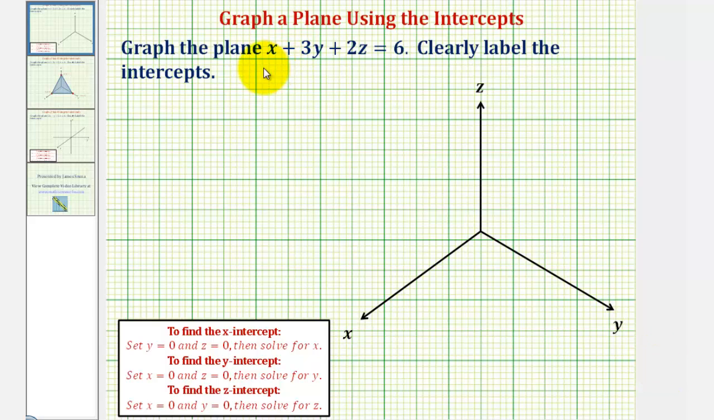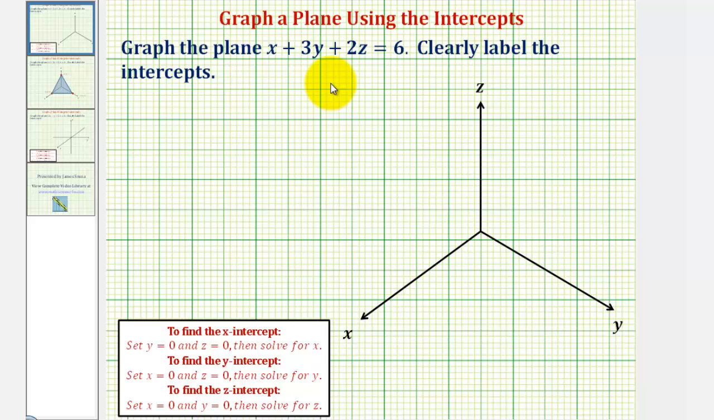We want to graph the plane x plus 3y plus 2z equals 6 and clearly label the intercepts. Notice how the equation contains three variables, x, y, and z, which means to graph the plane we'll have to use a three-dimensional coordinate system, often referred to as R3, pictured here. Notice how we have three axes, the x-axis, the y-axis, and the z-axis.